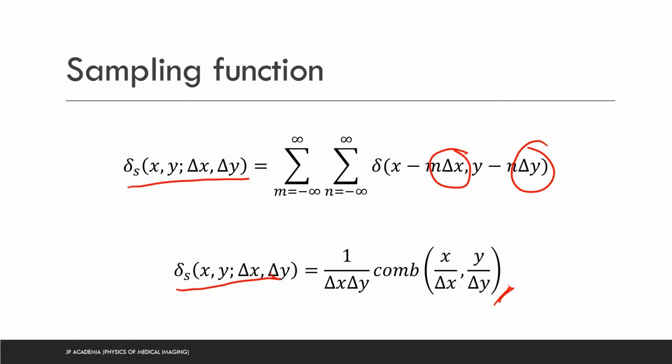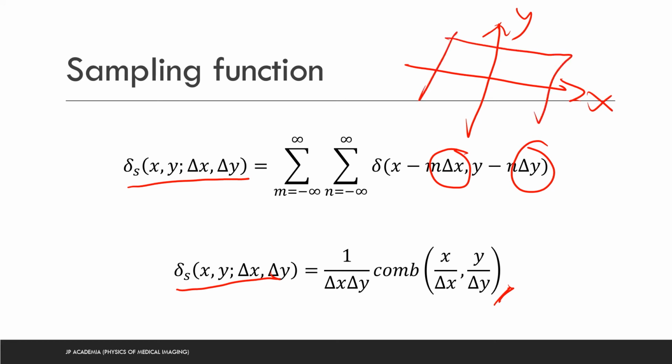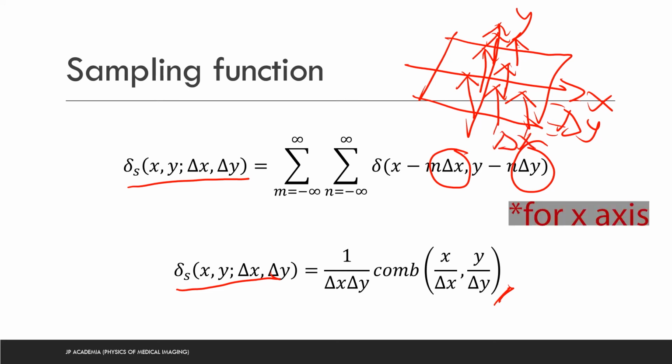So we can show this sampling function in a drawing. Let's say we have here your y-axis, then we have here your x-axis on a certain plane as shown. So we can have samples of the impulse function at a regular interval. Along the y, we have delta y, and along the x, we have delta x as the interval.